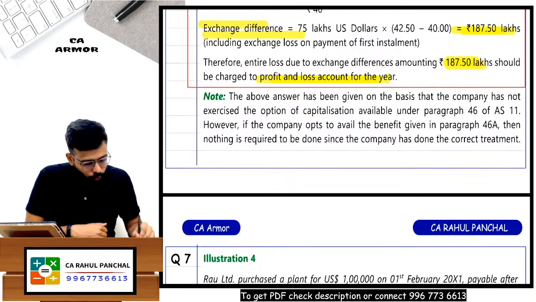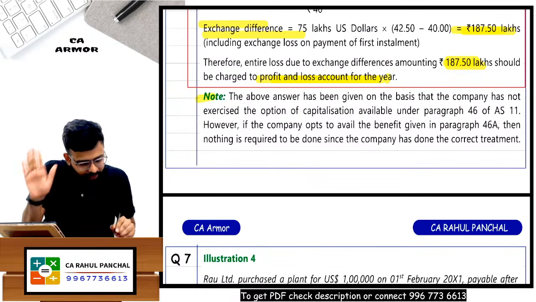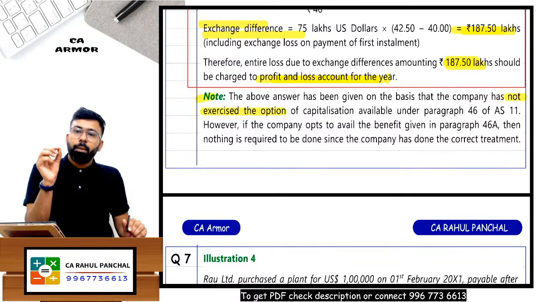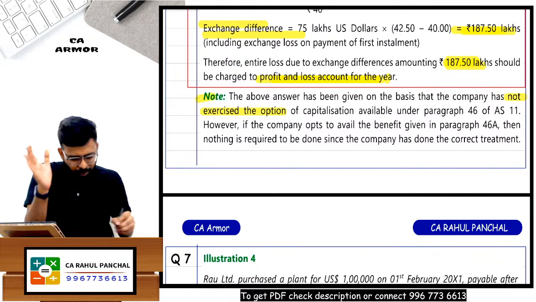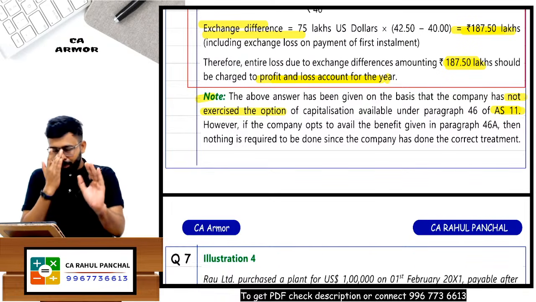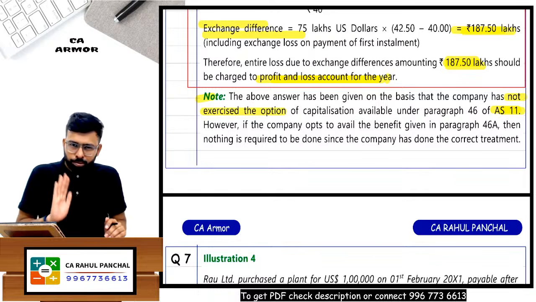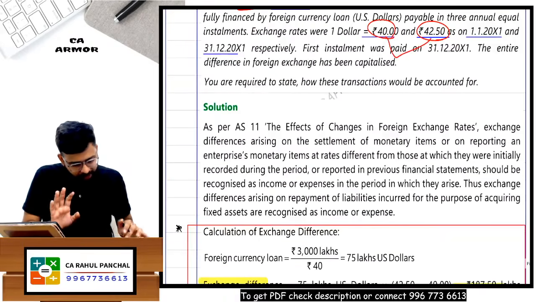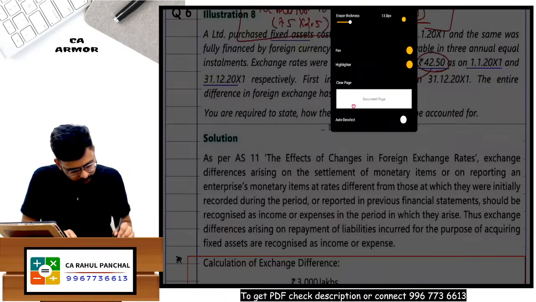But now there is one note. However, it is given on the basis that the company has not exercised the option. But if the company exercises the option, the paragraph you don't have to write, you just write AS 11. You should always write a note if both options are available. If the company opts for the option, then in that case nothing is required to be done. I will just read this. Just understand what is written.